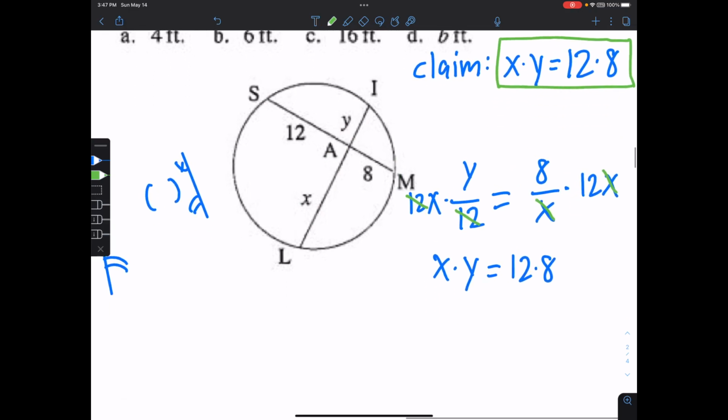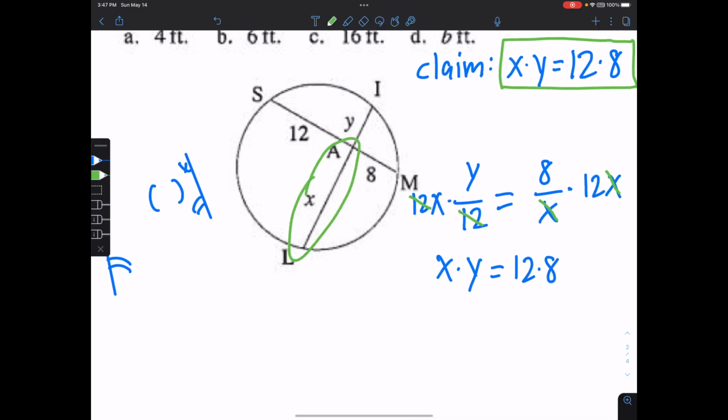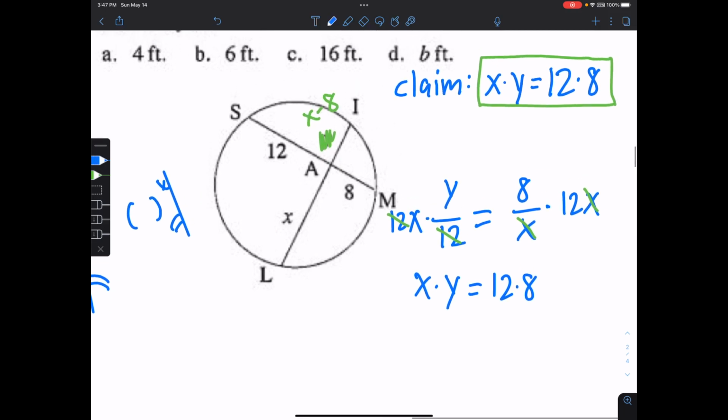It might get hairy when it says that this is x and they scribble this out and they say like this is x minus 8, but it's the same thing, right? You just plug it into your formula. X times x minus 8 is equal to 12 times 8, and then you solve that, right?